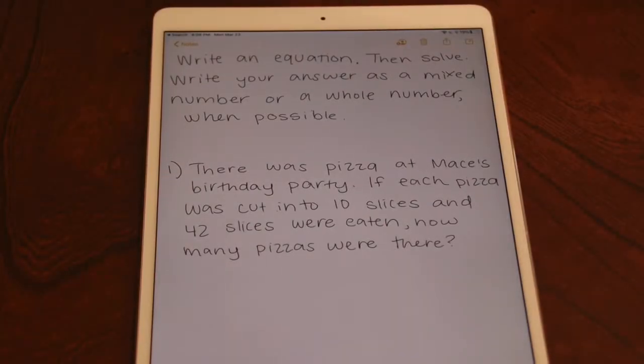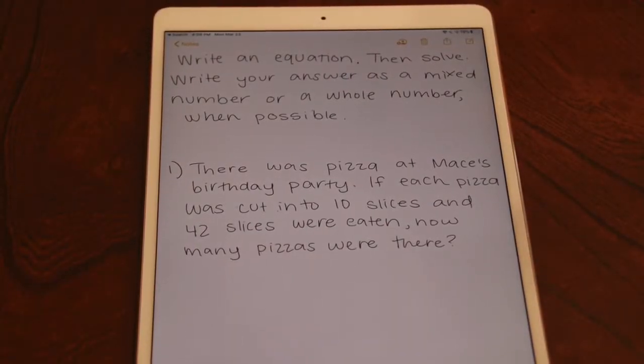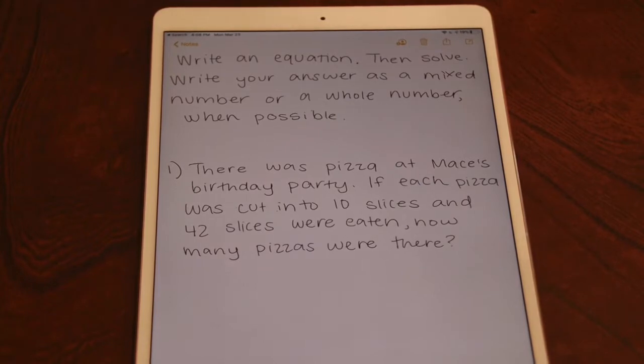Okay, boys and girls. Now, sometimes you might be asked to solve word problems where you need to multiply a whole number by a fraction. So we're going to learn how to do that today and kind of the thought process behind it. So it says write an equation, then solve. Write your answer as a mixed number or a whole number when possible.